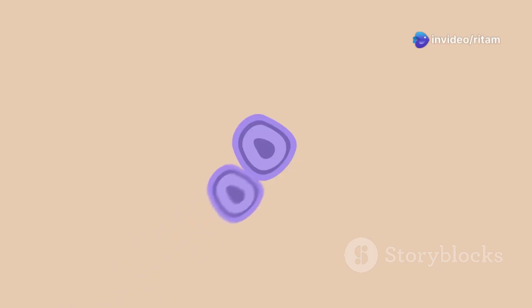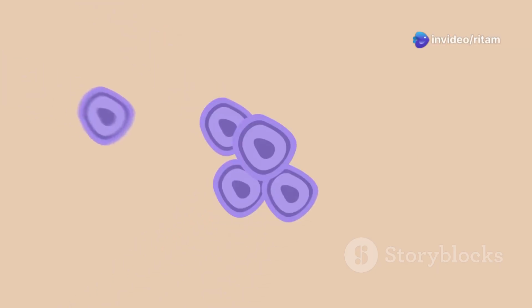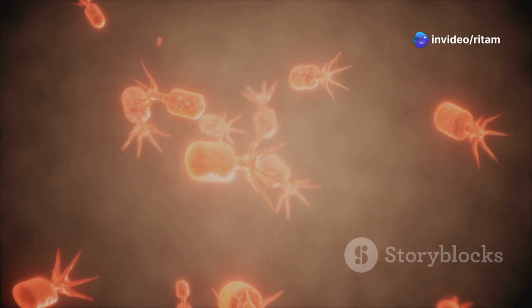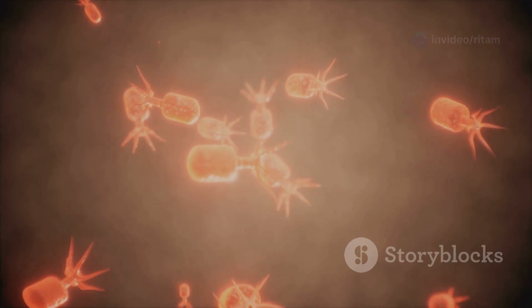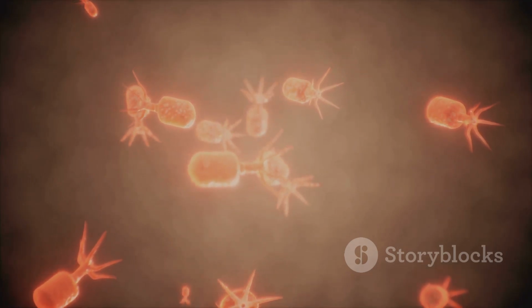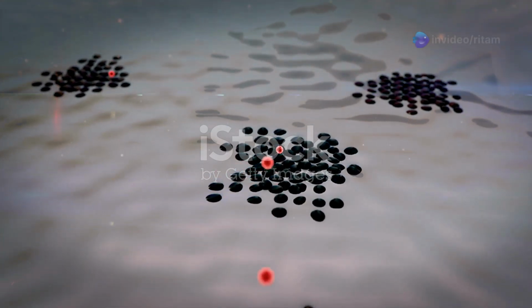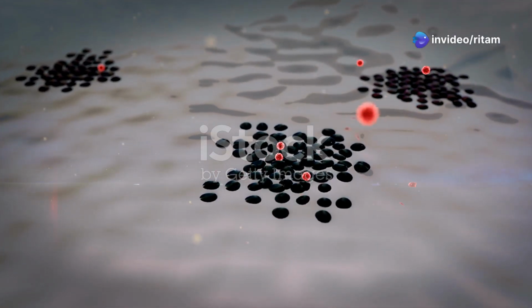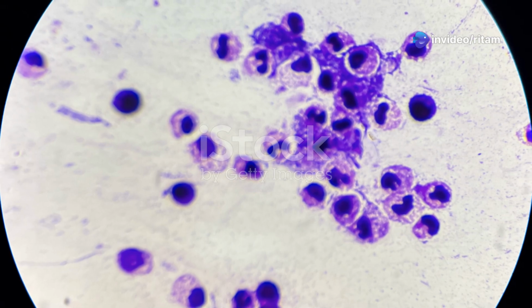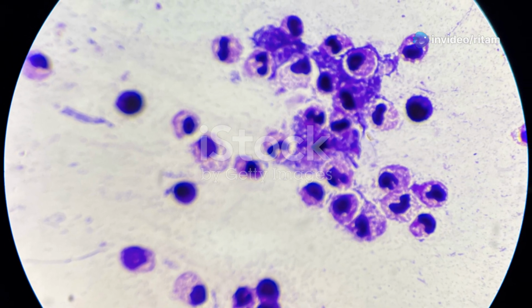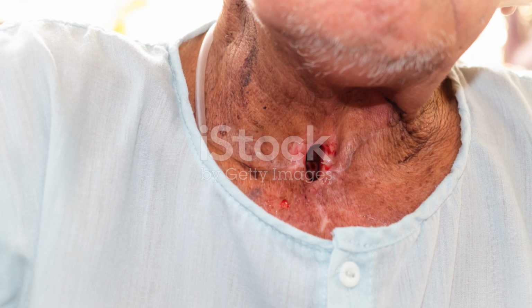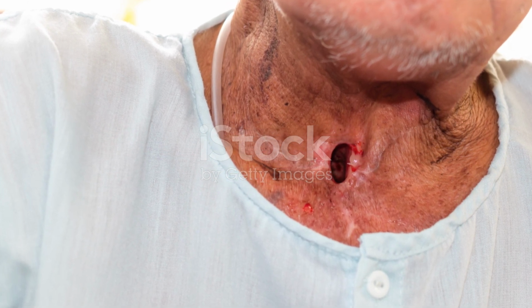Imagine a cell receiving incorrect instructions, telling it to grow and divide uncontrollably. This rogue cell, no longer following the rules, becomes a cancer cell. The transformation of a normal cell into a cancer cell is a complex process. It often requires multiple mutations accumulating over time. This is why cancer is often a disease of aging, as we accumulate more mutations throughout our lives.